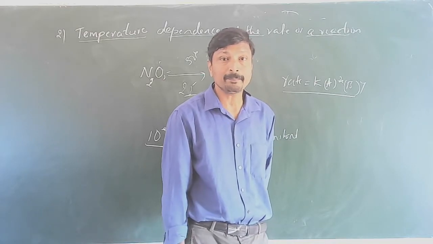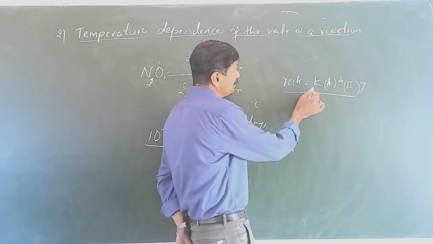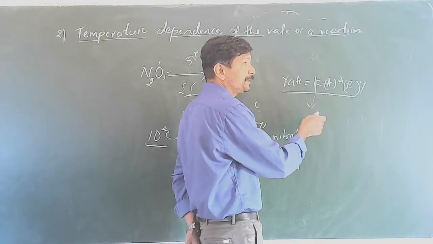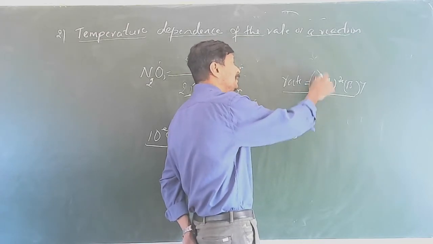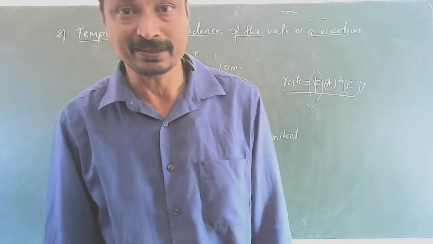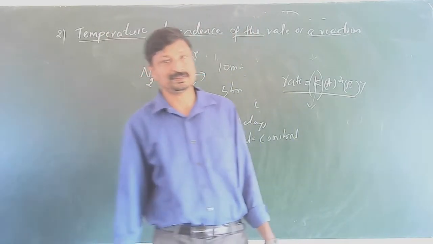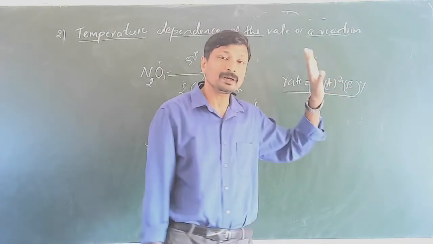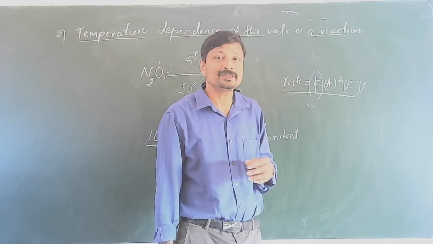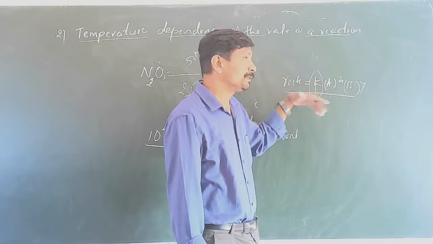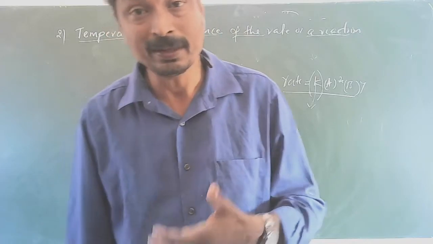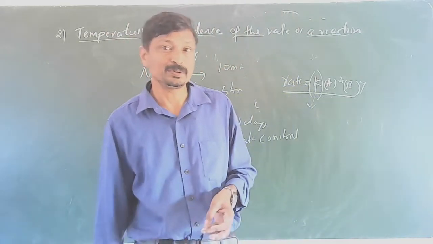Then what about the temperature? Here, the temperature represents the effect of temperature. Suppose the temperature changes, then the value of k changes and the rate of the reaction changes. So, k is constant only at a particular temperature. If you change the temperature, k changes. For every 10 degree increase in temperature, the rate of the reaction is usually doubled, and the rate constant of the reaction usually doubles.